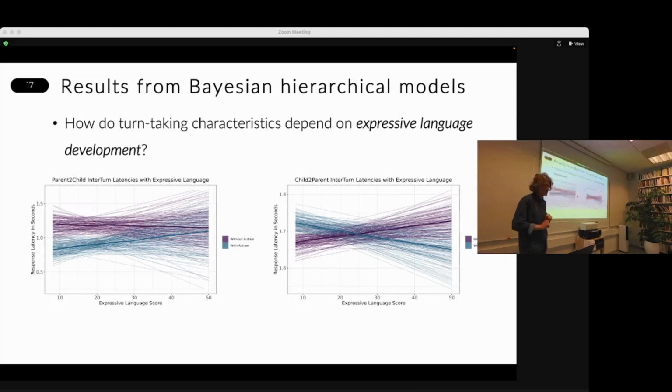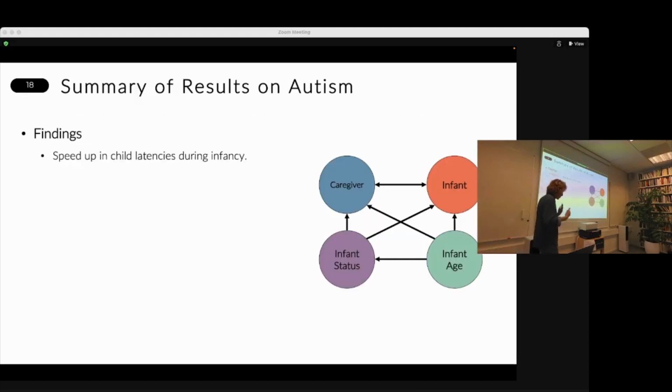But again, these are difficult to interpret, and the way we've interpreted them so far is that we see a slight speed up, right, during infancy if we take age as a predictor. We also want to change the predictor to session, but that's a bit complicated to get into now, but you can ask about it in the questions.